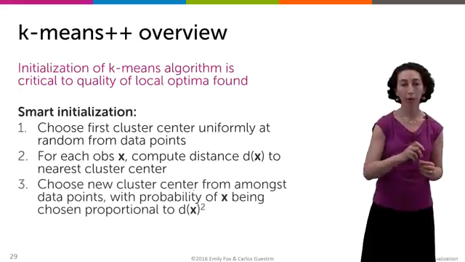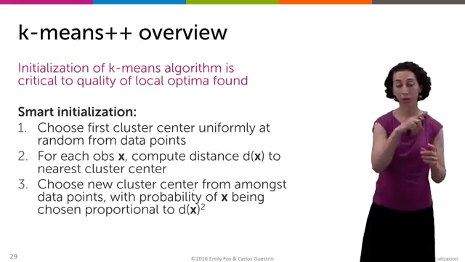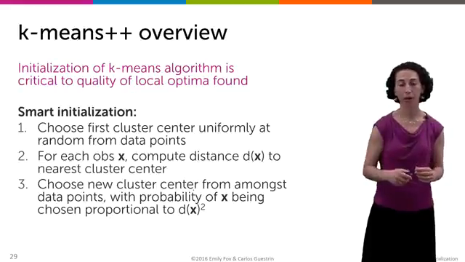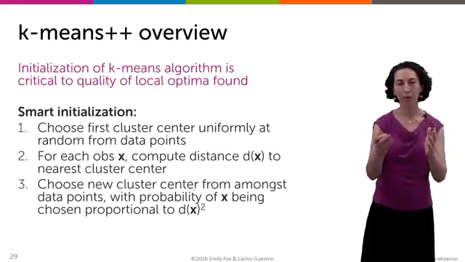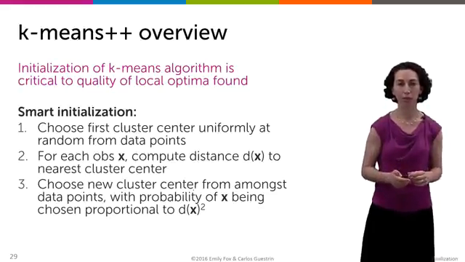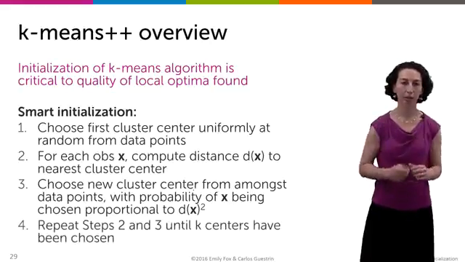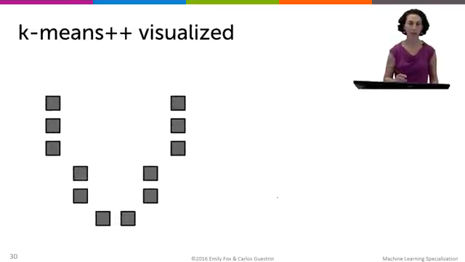And then when we go to sample our next cluster center, we're going to choose it proportional to those distances squared. So we're going to bias towards selecting an observation that's far from existing cluster centers. And then we're going to repeat the steps until we've sampled k different cluster centers. So let's visualize what this means.